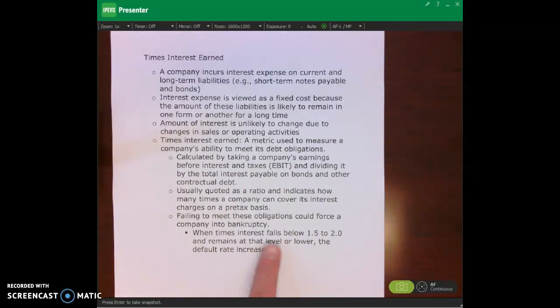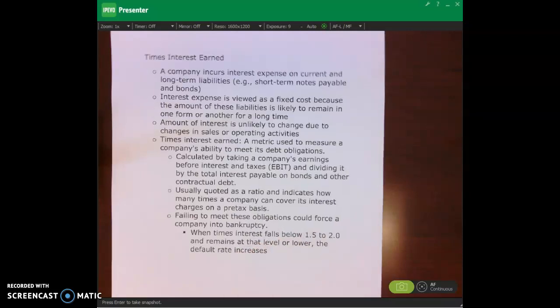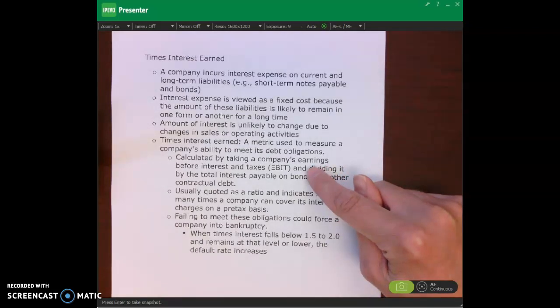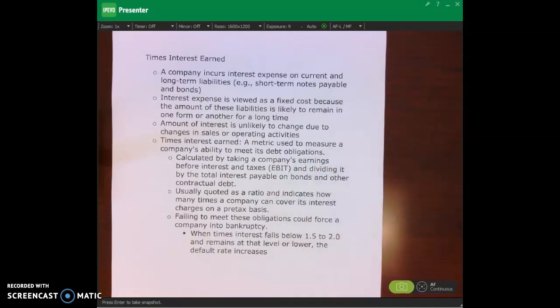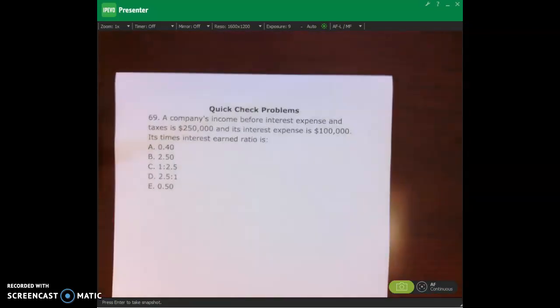When that falls below 1.5 to 2, it means the default rate increases. What that's basically saying is, as this gets lower, we have less income before interest and taxes to cover our interest expense, and that's riskier. All right, so for example, let's look at this quick check problem right over here.